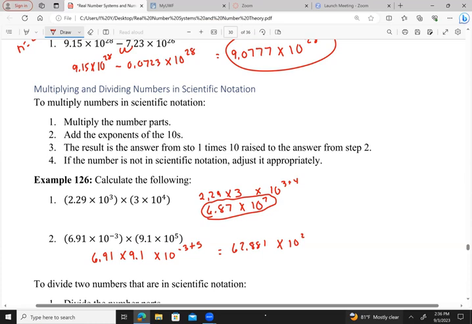I need to move it 1 to the left, so it becomes 6.2881, and we add 1 to the exponent.